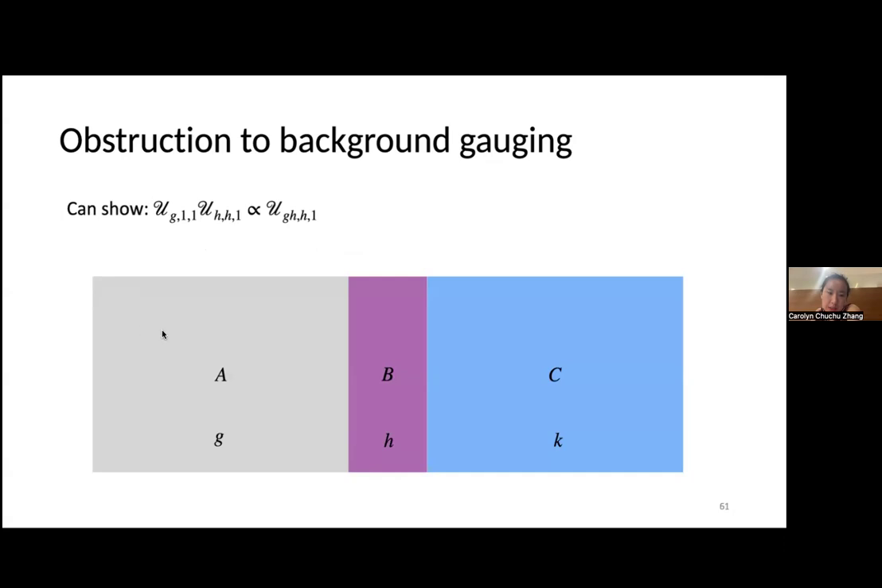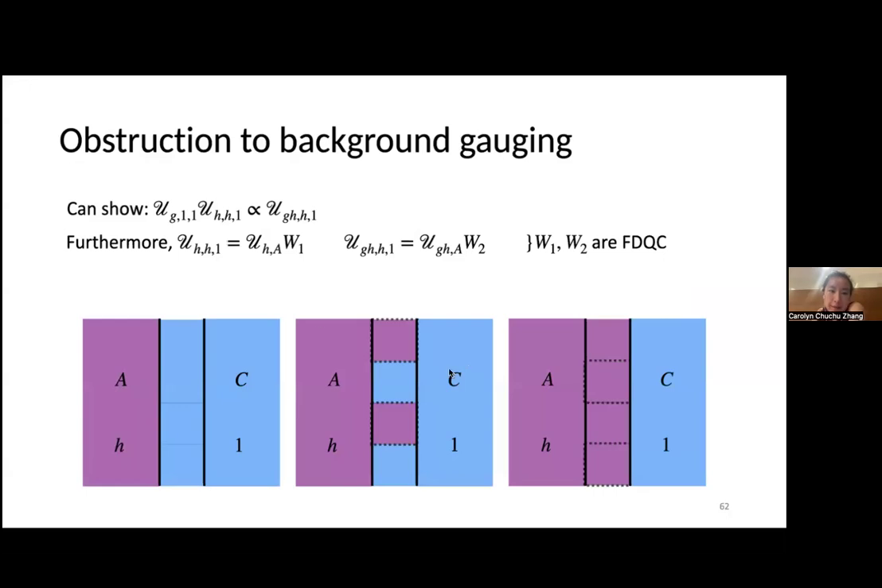So what you can show is that UG1, 1. So the group elements are G here and identity, and UH1, and GH is proportional to UGH1. You can just derive that using the three assumptions that I mentioned earlier, but it's also kind of intuitive. Furthermore, what you can show is that this UHH1 is this UHA, which is this group element A in this region A, up to a finite depth quantum circuit.